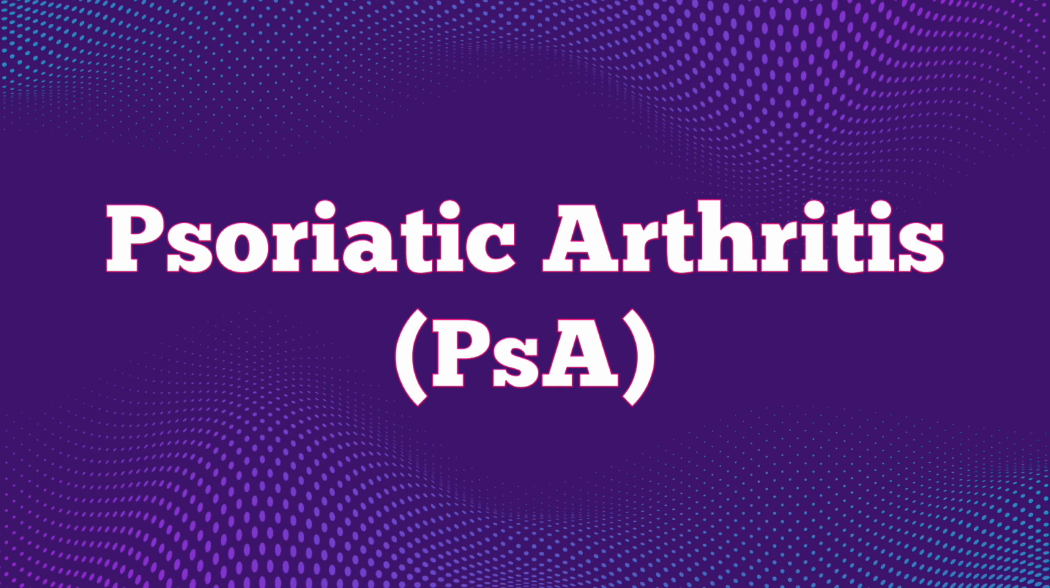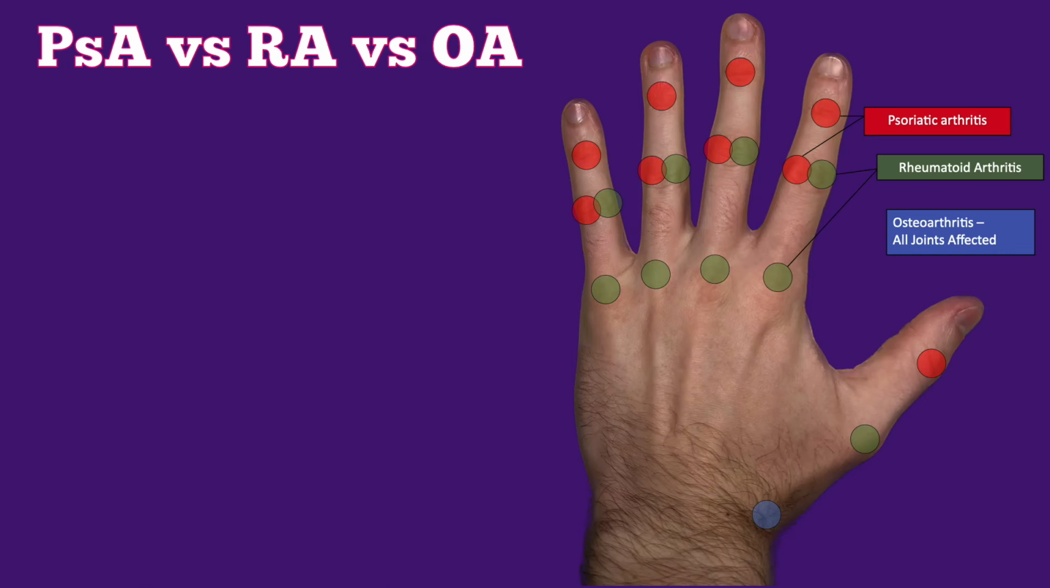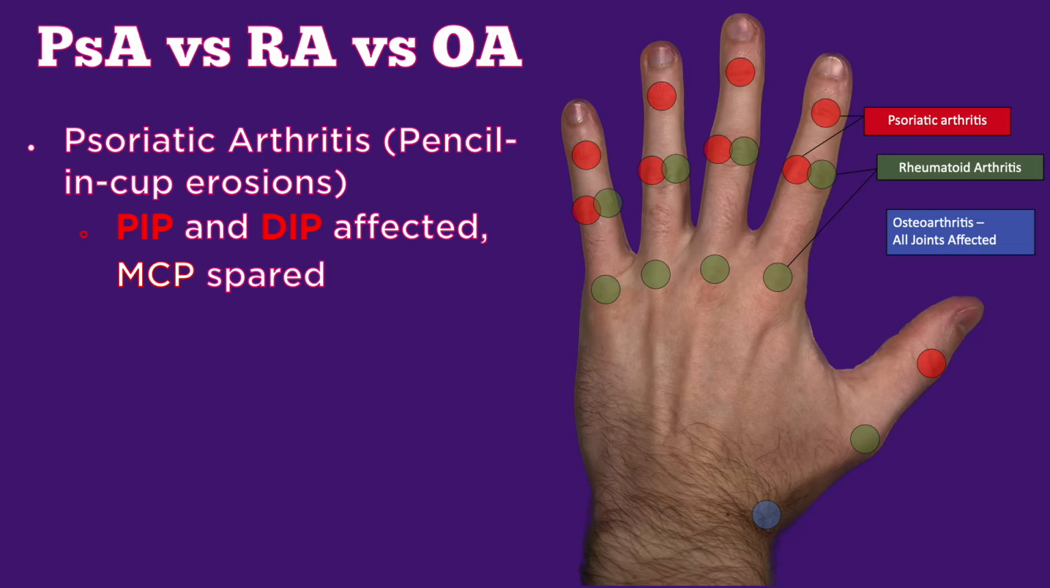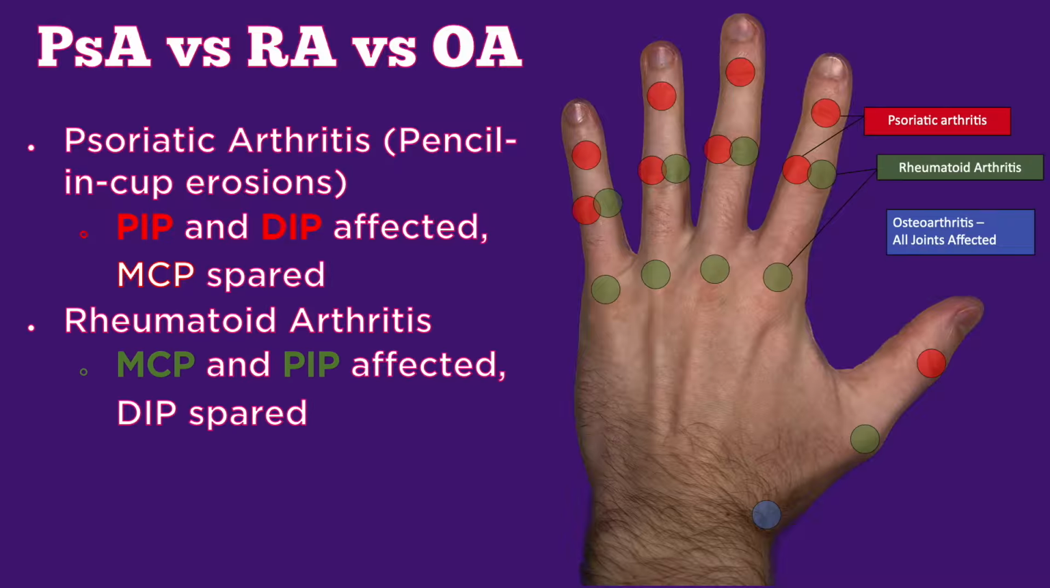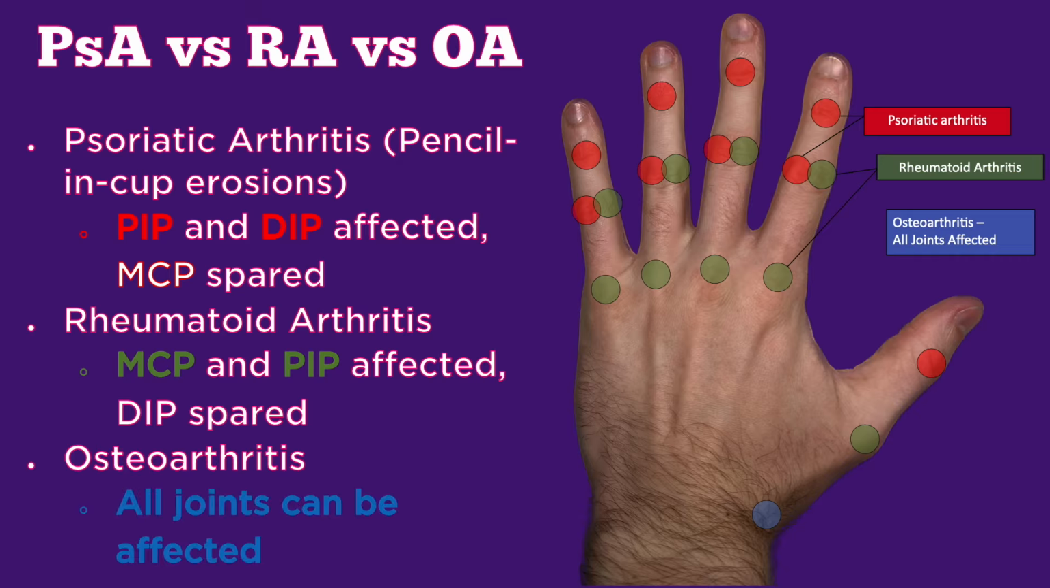Probably more important than being able to recite these 5 types of psoriatic arthritis is being able to differentiate psoriatic arthritis from rheumatoid and osteoarthritis. So here's some pearls. Psoriasis usually affects the PIPs and DIPs, but spares the MCPs. However, rheumatoid arthritis affects the MCPs and the PIPs, but usually spares the DIPs. So again, remember psoriasis spares the MCPs, while rheumatoid arthritis spares the DIPs. Then remember that osteoarthritis can affect all 3 of these joints.